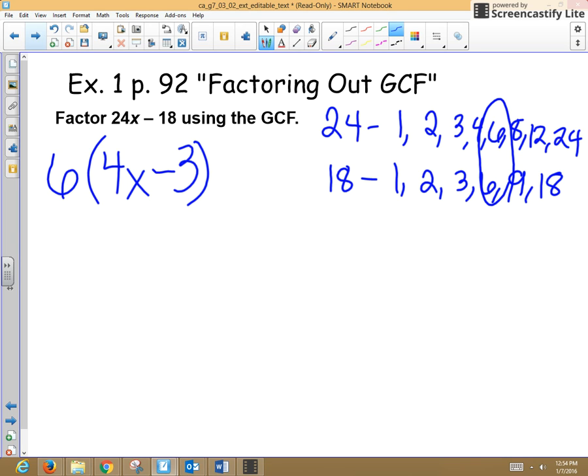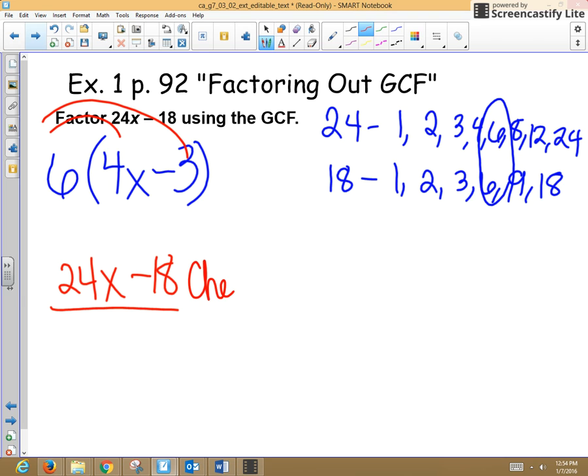Now, if you want to go back and check your work, use distributive property to check. 6 times 4x is 24x, and 6 times negative 3 is negative 18, and that is the original expression we started with. So when we check our work, it is correct.